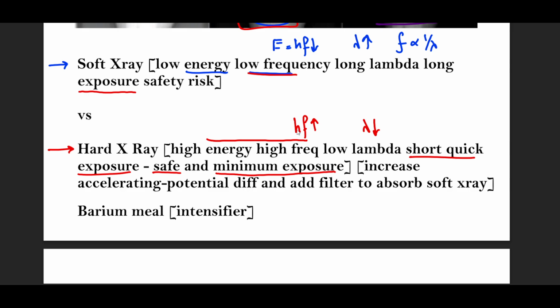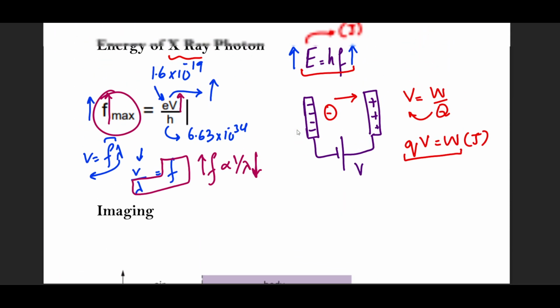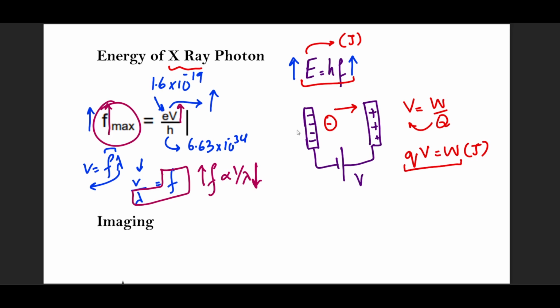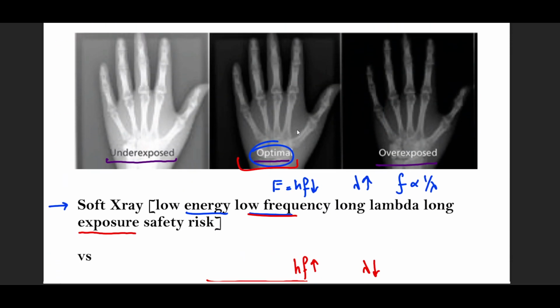And how do we do that? We increase the accelerating potential difference, and then of course add a filter to absorb the soft X-rays. Now we go back to the potential difference equation, which we did over here, right? We want to increase the hardness, we want to increase the energy, so simply increase the potential difference of the accelerating potential, which will increase the frequency, and we will have hard X-rays at our disposal to be used for the patient, right?